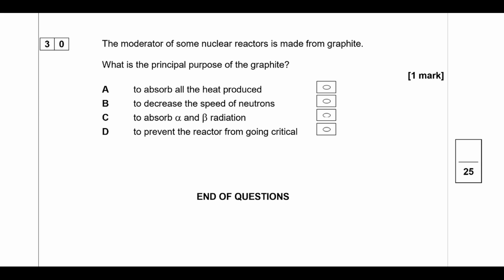And the last question: the moderator of some nuclear reactors is made from graphite. What is the principal purpose of graphite? So moderators are there to slow neutrons down, because the neutrons produced by a fission reaction are too fast and they need to be slowed down to thermal neutrons before they can produce fission. So no, moderators are not there to absorb heat. Yes, they're there to decrease the speed of neutrons. Nope, they're not there to absorb radiation. That's why you have shielding. And no, control rods are what prevent it from going critical. So you're going to end up with option B to finish off.